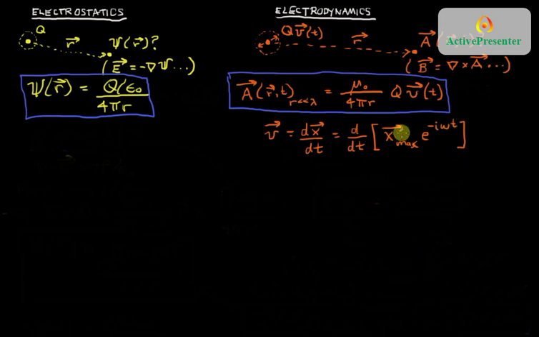Well, x max is just a constant, so that doesn't have any time derivatives. That just comes out here as x max. And e to the minus i omega t, the time derivative of that just brings down a factor of minus i omega, and then we keep the e to the minus i omega t. So this as a whole is equal to minus i omega times x as a function of time. We can then write the vector potential from above.